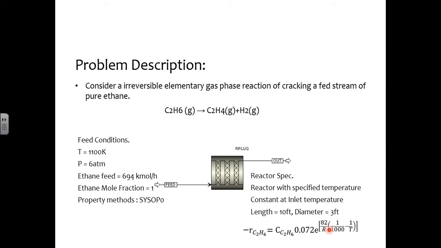82 is your activation energy, 0.072 is your value of pre-exponential factor. But what is this 1 over 1000? If you remember, the formula is E raised to power minus EA over R bracket 1 over T naught minus 1 over T, which is the reference temperature to this. So in this case, we will also deal with the reference temperature as I have shown you earlier in the videos that if you have been given the value of T naught, the equation will look like this. So once we will go there, we will discuss it.